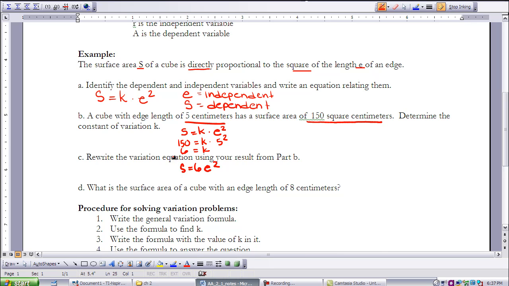And now our final question. What is the surface area of a cube with edge length of 8 centimeters? So now we're going to take our new equation that's specific to our problem, and we're going to insert 8 in place of E. So S is going to equal 6 times 8 squared. So S is going to equal 384 centimeters squared.